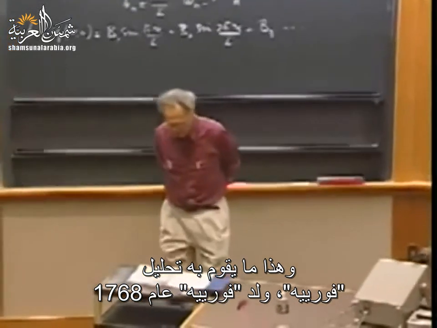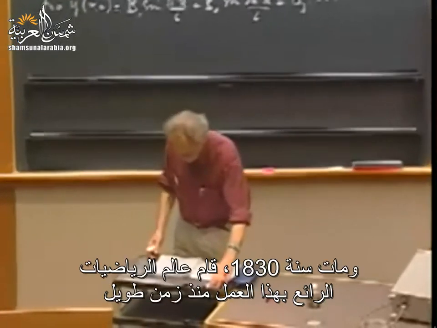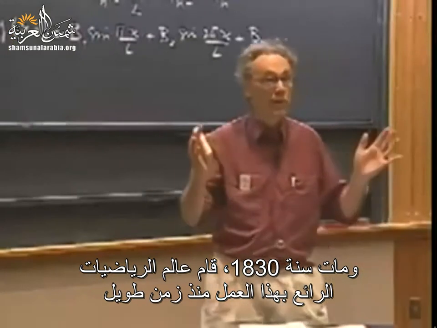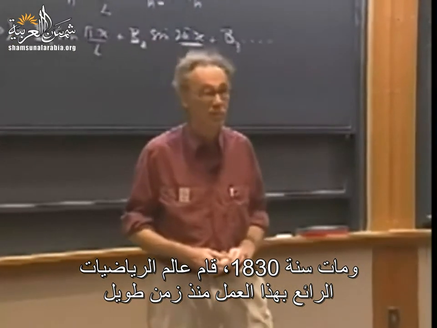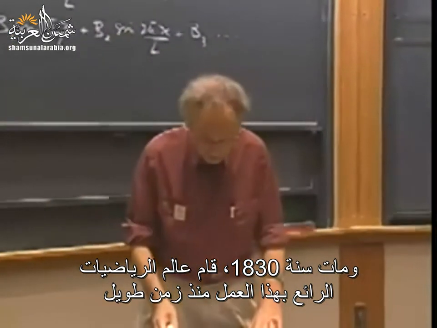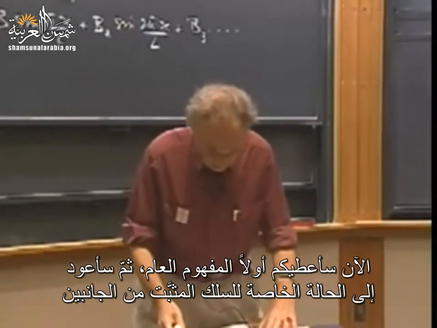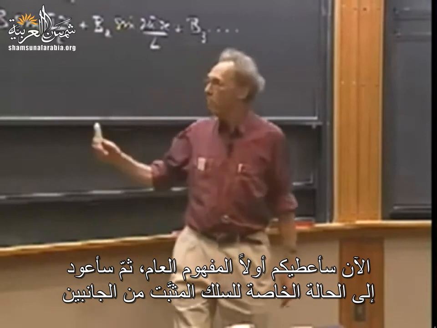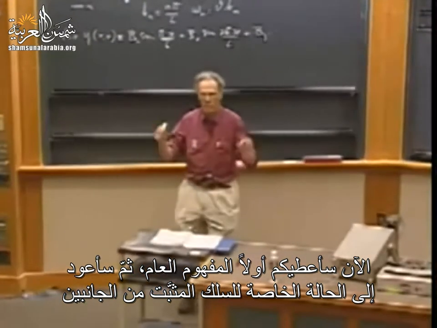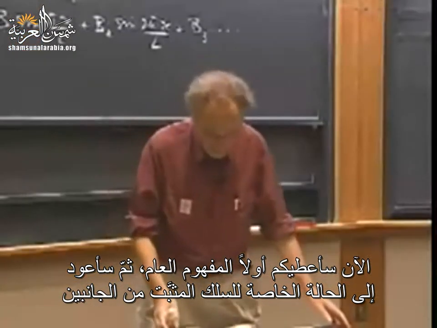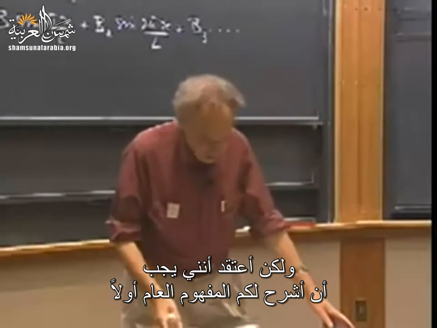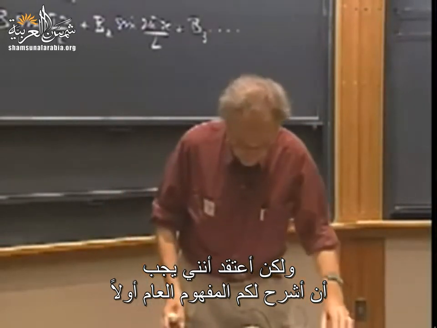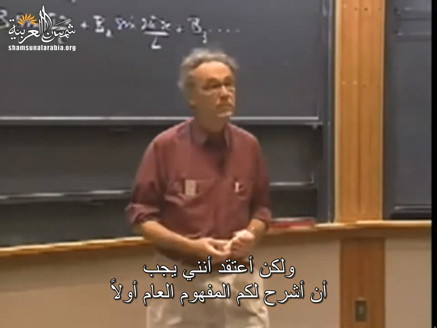Fourier was born in 1768, and he died in 1830. So this is work that was done a long time ago. A brilliant mathematician. Now I will give you the general approach first, and then I will come back to this special case of a string which is fixed at both ends. But I really think I owe you the general format, the general procedure first.